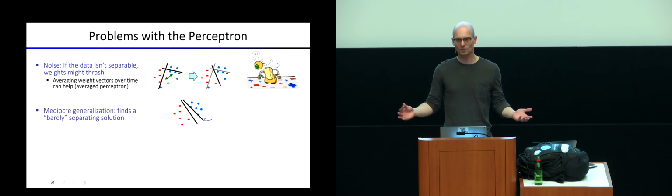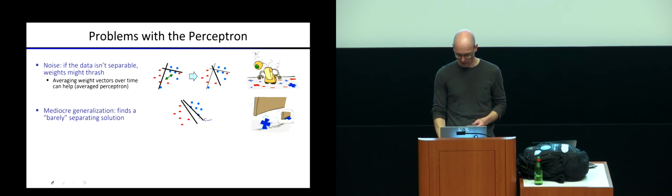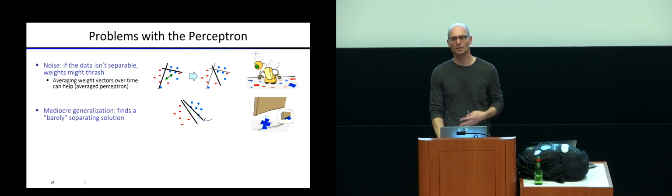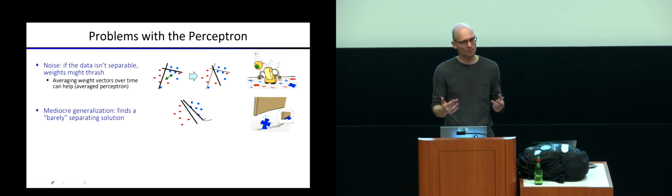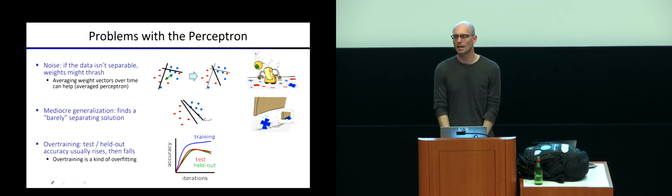Because it stopped. It found something where it doesn't make mistakes anymore. So how to make it be a little more wary about being close to making mistakes and maybe shifting that boundary over a bit? That would be nice if you could do that. Another issue, which you've already seen with naive Bayes, is that you could have overfitting.